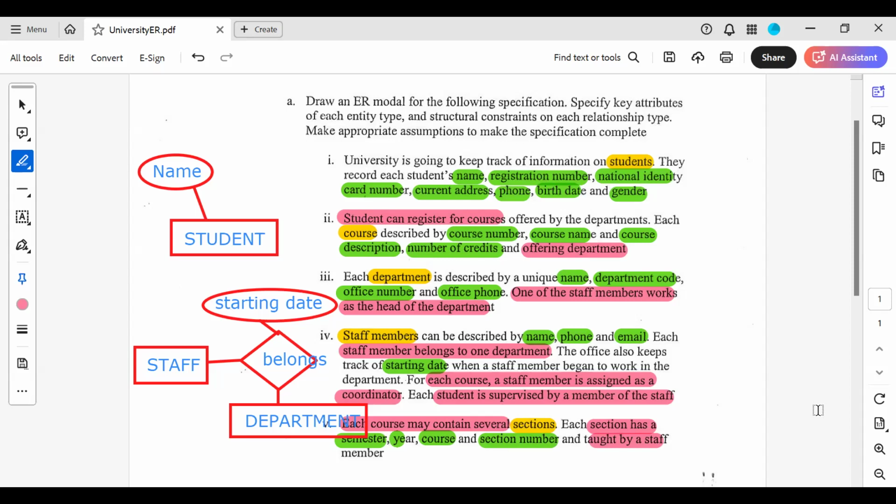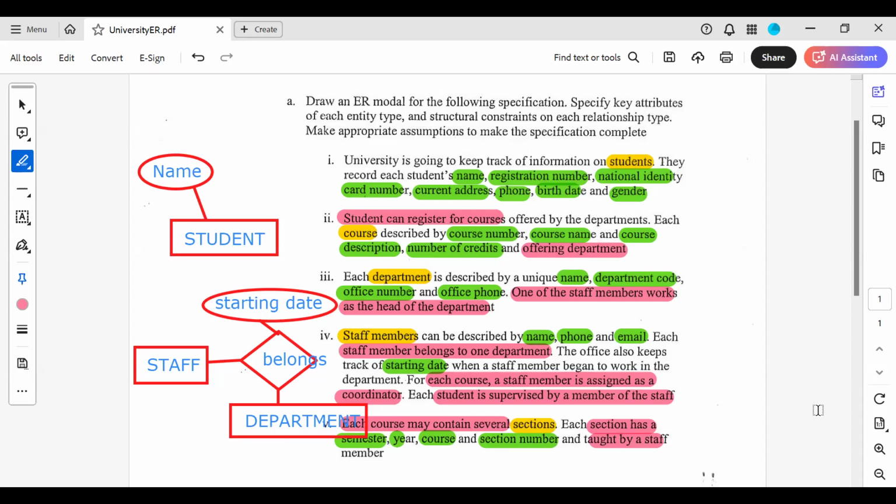For each course, a staff member is assigned as a coordinator. So there will be a connection between staff member and a course. And the relation will be coordinates, right? So what kind of relationship do we have? Take a course, how many staff members? One, right? It says a staff member. So ideally it's one.